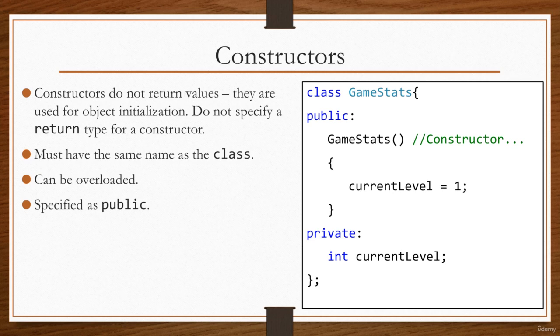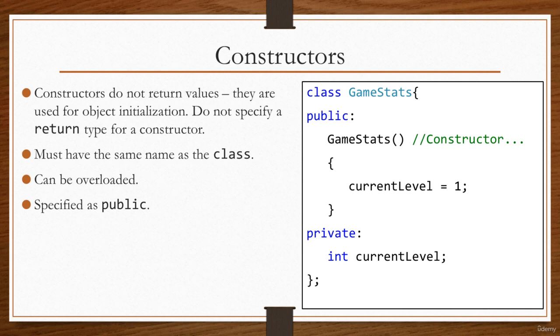Now, since it is similar to a function, it can also be overloaded, and of course we want to specify this in the public section, so following the public member access modifier. Again, you can see an example to the right here. I have a class called GameStats. Under the public member access modifier, I have the constructor. It's called GameStats. The name of the constructor matches that of the class name.